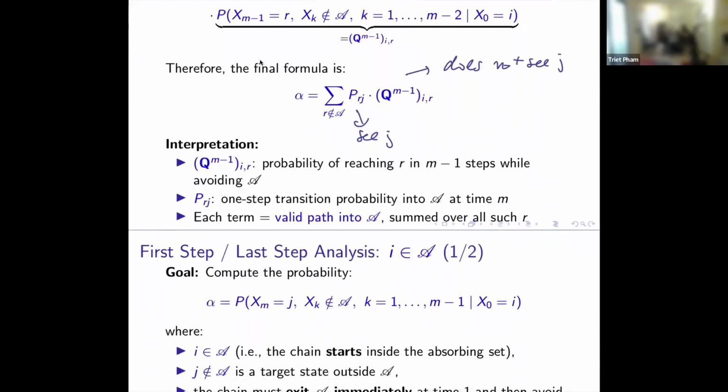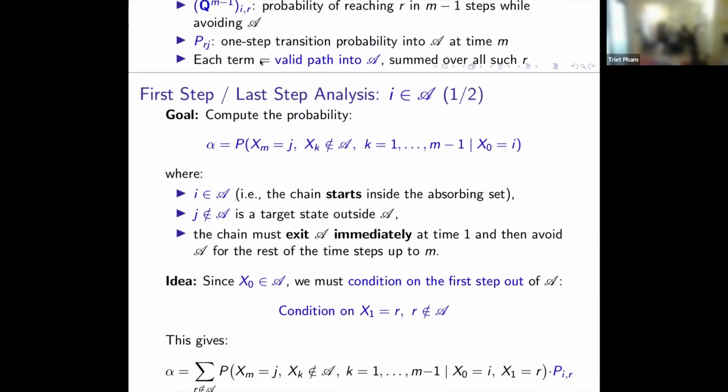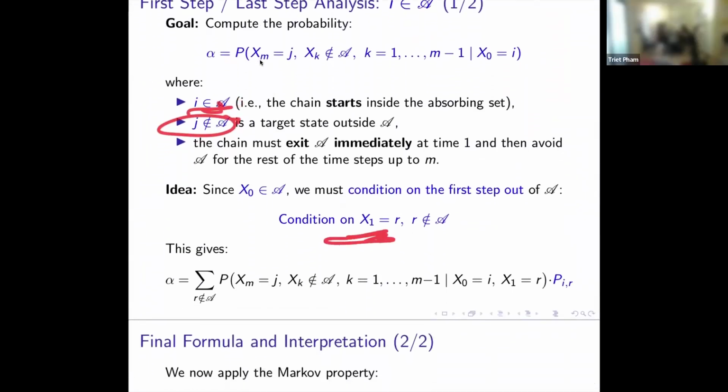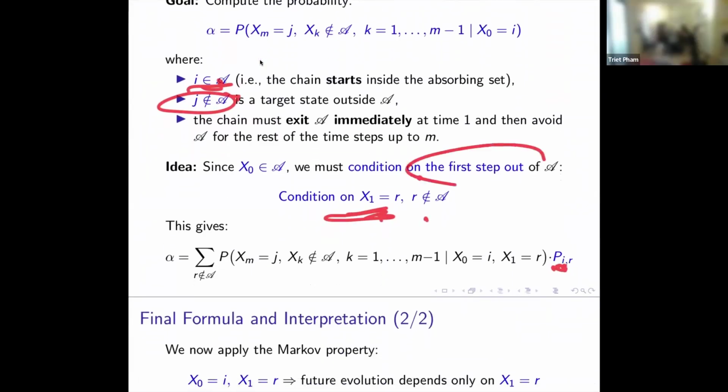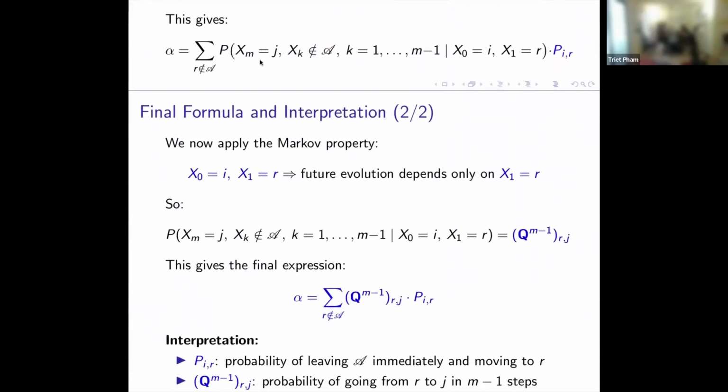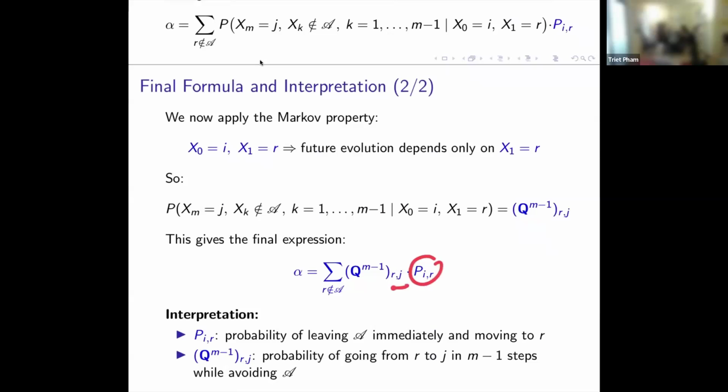Okay. Yeah, so this one is I in A. Now I is troublesome, J is not. So now you look at the first movement, like that. First movement and then go on. Are we okay? So that's the only logic here.